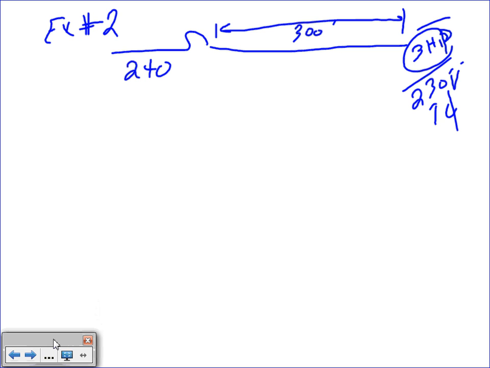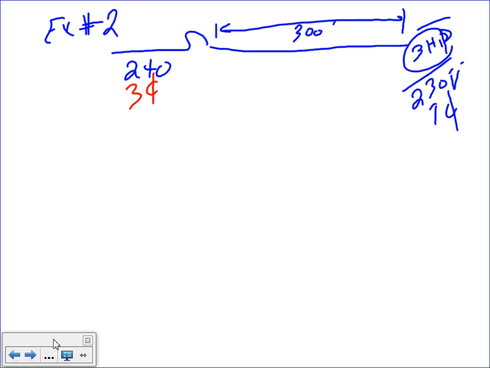Okay, so we have a 3 horsepower motor, 230 single phase, 300 feet away from the source. The source is 240 3-phase, a 3-phase panel. Everybody knows that when I draw this, it's just representing 2 wires, right? Can I feed a single phase load from a 3-phase system? No problem, bring it on.